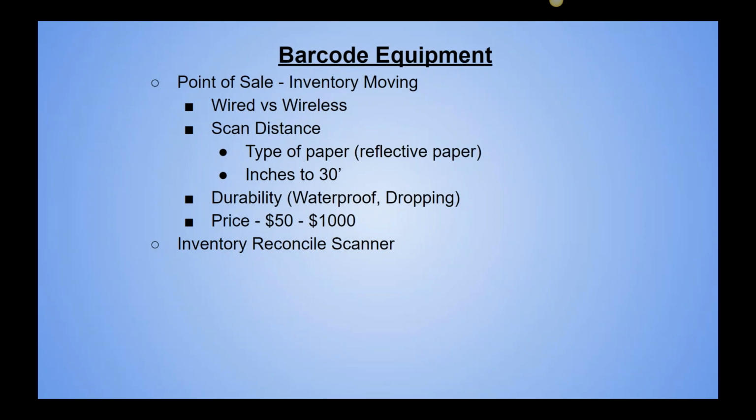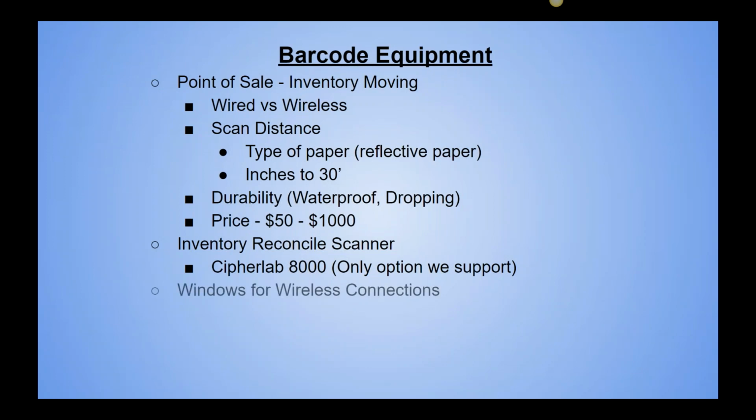We already talked about the inventory reconciliation scanner. Okay, it's a CipherLab 8000. It's the only one we support for inventory reconciliation, so you have to buy that exact model. If you buy your own model and create your own Excel file with it, I'm fine with that. That's fine. But if you call in and need help, we're going to ask you, all right, what kind of scanner do you have? And we're not going to be able to help you. Okay.